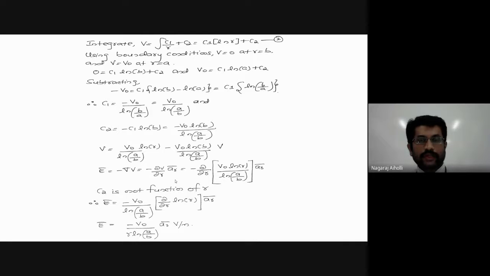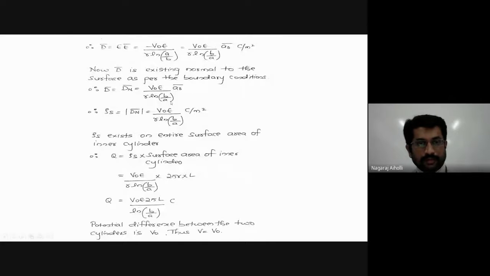We have to find what next? What is the equation for capacitance? C is equal to Q by V, correct? We have to find out Q. Yes. So next we'll find out D bar and then go for Q. D bar is equal to epsilon E bar, that is minus V naught epsilon into E bar.